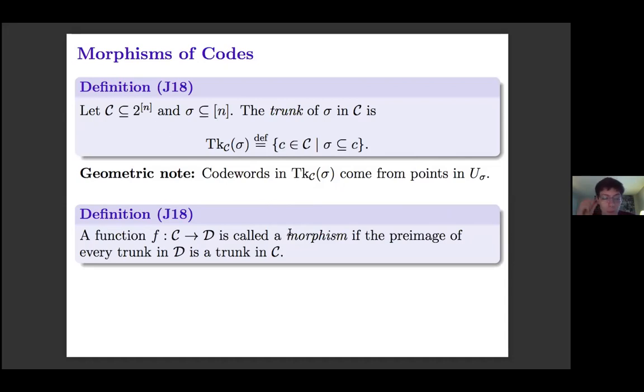And the other thing that I want to define is a notion of a morphism between codes. All this is going to be is a function where the pre-image of a trunk in one code is a trunk in the domain. So it's kind of like a continuous function if we're thinking about our trunks as open sets, but it's not quite the same. There's not a topology lurking in the background. But I want to be able to pull trunks back to trunks.